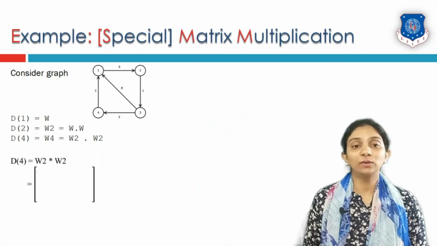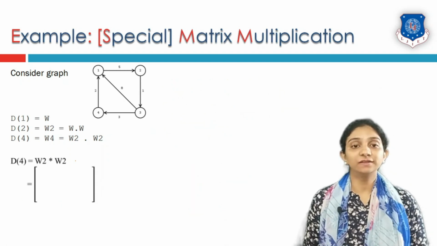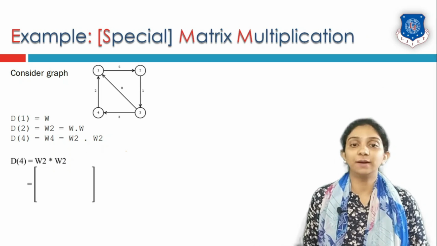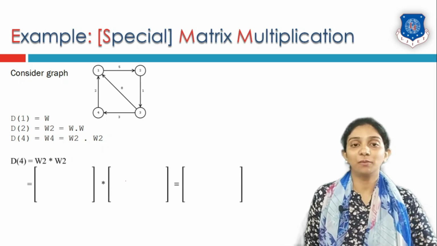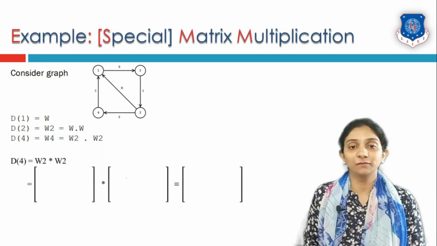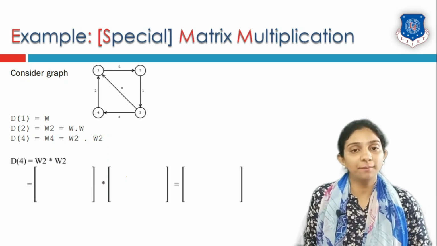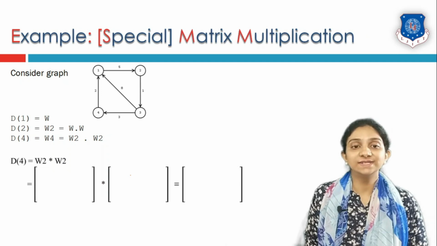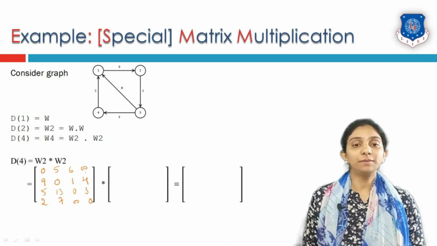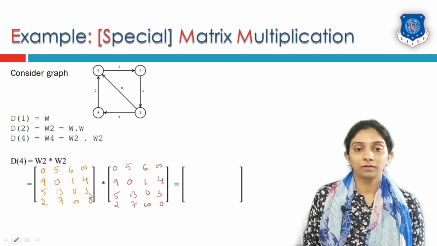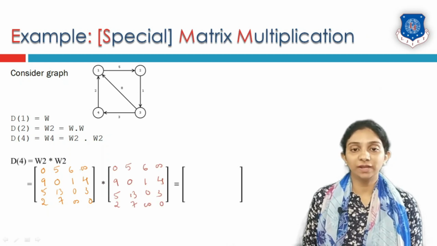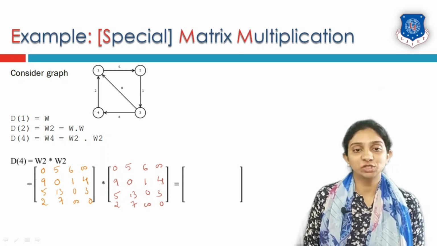Next we will calculate D4, that is W2 into W2. So here we have to multiply the same previously obtained matrix with itself to get W4, that is D4. Let me substitute W2's value that we have just obtained in both of these matrices. Again we are going to multiply these matrices in a special way.